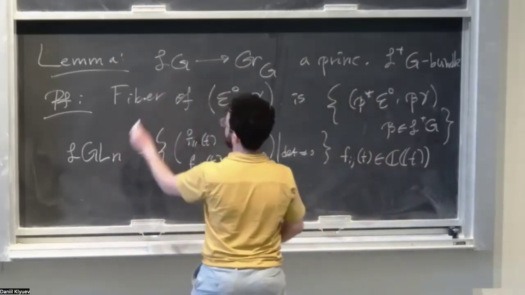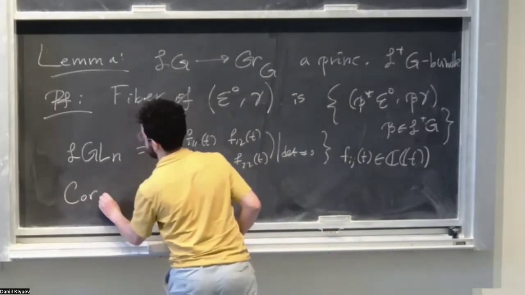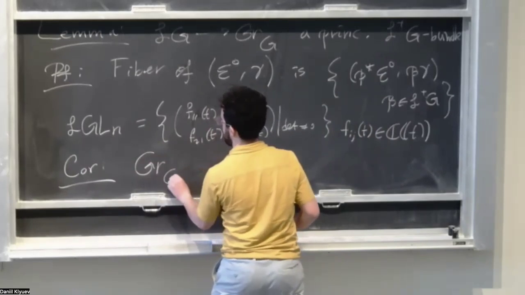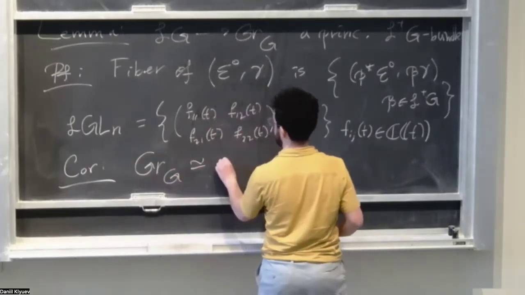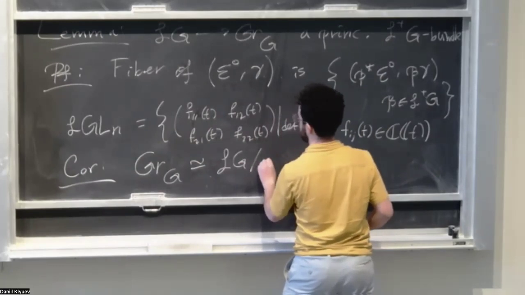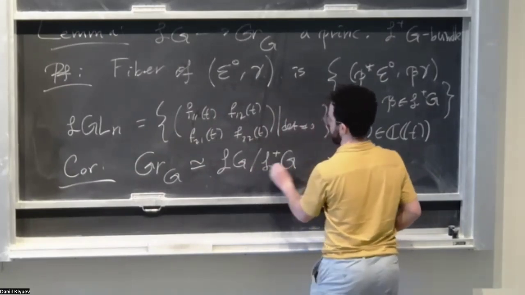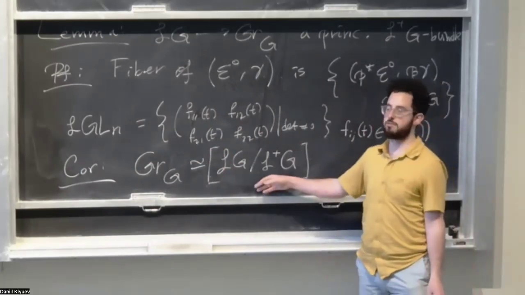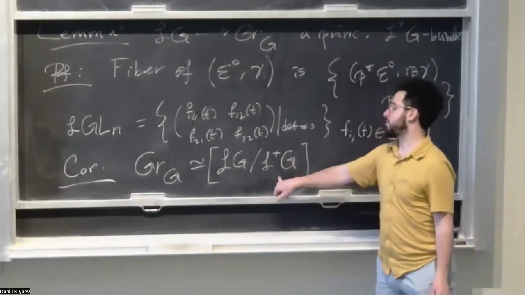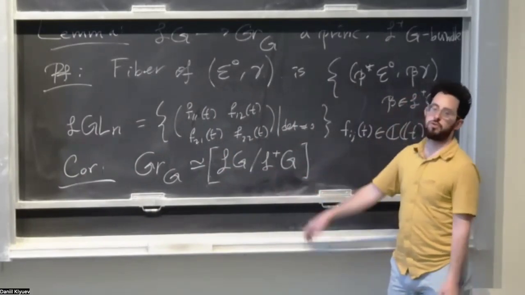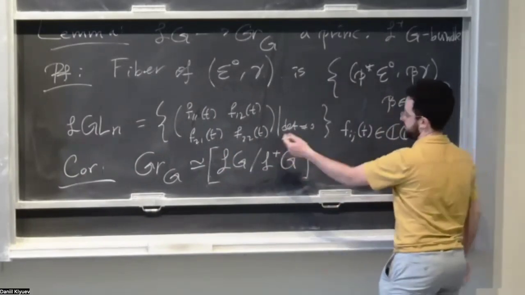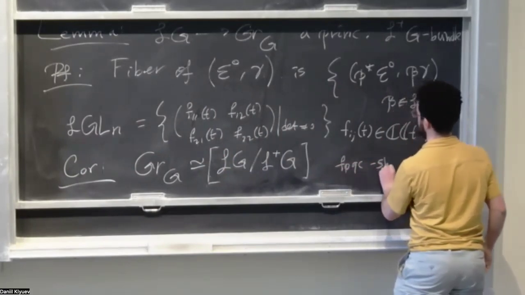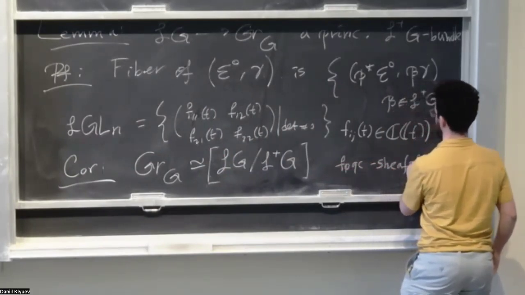So a corollary of the lemma is that the affine Grassmannian can be described as the quotient LG mod L plus G, which is sometimes the definition given for the affine Grassmannian. It's the quotient of loops by positive loops. What do I mean by quotient? You need to take the sheafification of the quotient.